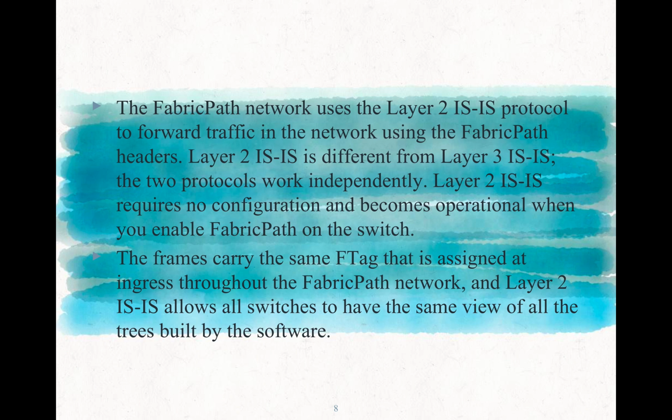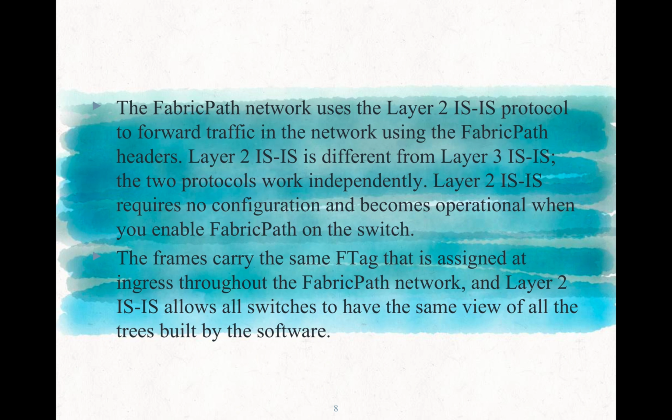The FabricPath network uses the layer 2 ISIS protocol to forward traffic in the network using the FabricPath headers. So what are FabricPath headers? When a frame enters the FabricPath network, the system encapsulates the layer 2 frame with a new FabricPath header, and the switch IDs that the system assigns to each FabricPath device as it enters the FabricPath network are used as the outer MAC destination address, or ODA, and outer MAC source address, or OSA, in the FabricPath header.